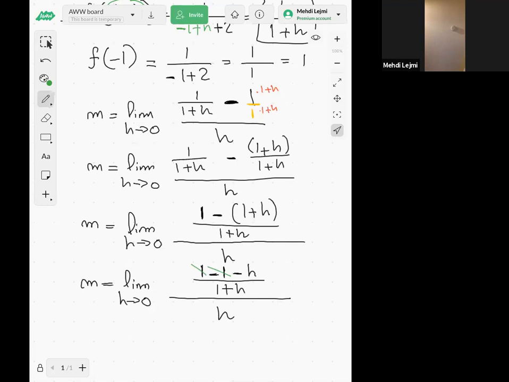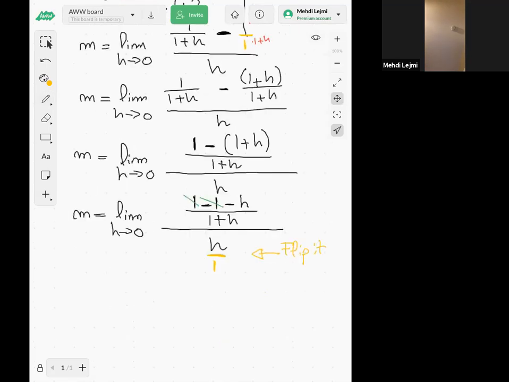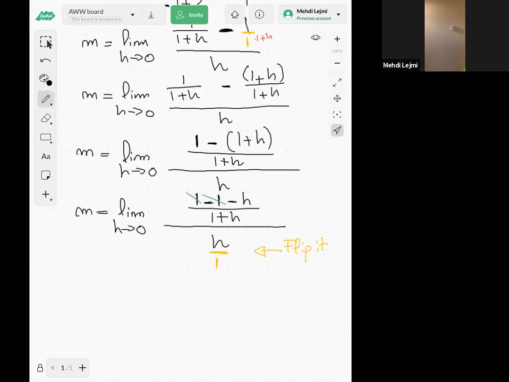So this is division of fractions. In the top, I have this minus h over one plus h. In the denominator, I have h, but of course, you can make this h look like a fraction by dividing by one here. So now you're gonna divide two fractions. So you have to flip the denominator, right? So then your m would be limit h going to zero. So we have minus h over one plus h, and then times, and then I flip the h over one. So if you flip h over one, it would be one over h.